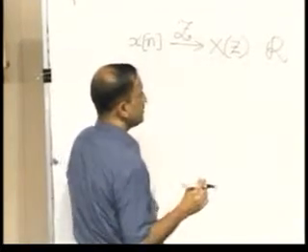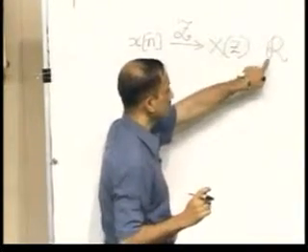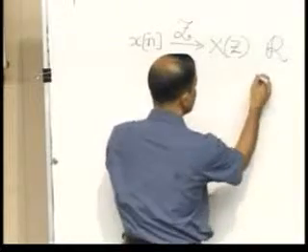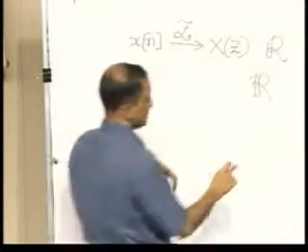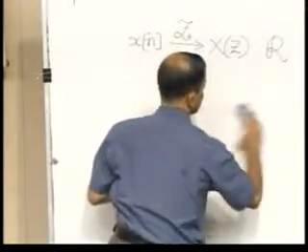Maybe for notation, maybe one can use this for the region of convergence and this for the set of reals. That would avoid confusion. Yeah, this could be used for the set of reals in future.